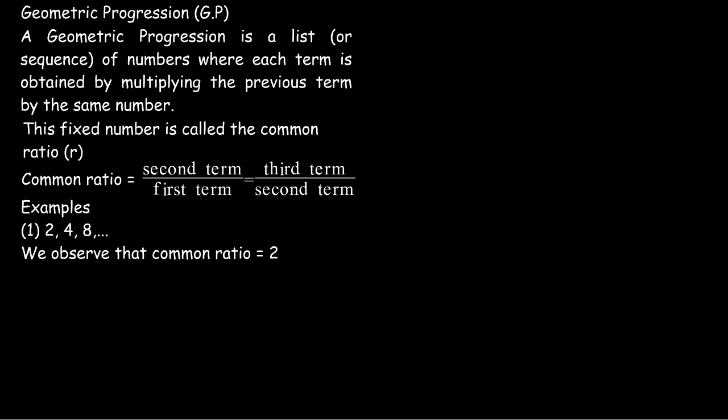Now we have an example: 1, 2, 4, 8. As you can see, we observe that the common ratio in this case is 2, because 2 times 2 is 4, 4 times 2 is 8.